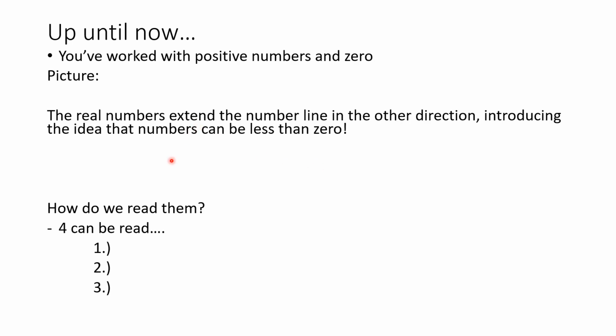So up until now in your math journey, you have worked with positive numbers and zero. I want to create a picture of that. We have a dot representing the number zero, and then your numbers go off in what we would call a positive direction. So you have 1, 2, 3, 4, and so forth on forever. But you would also have numbers that are in between, like 2.5, or 1/2. So your fractions and your decimals.